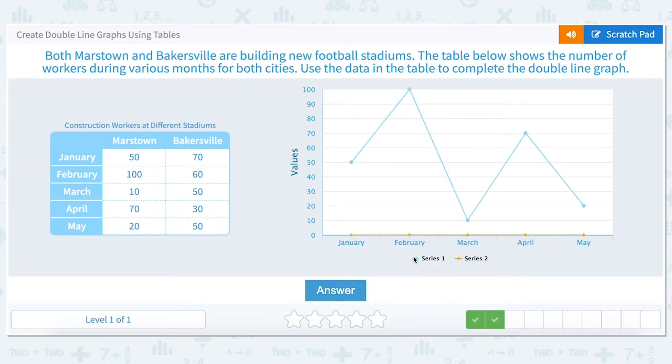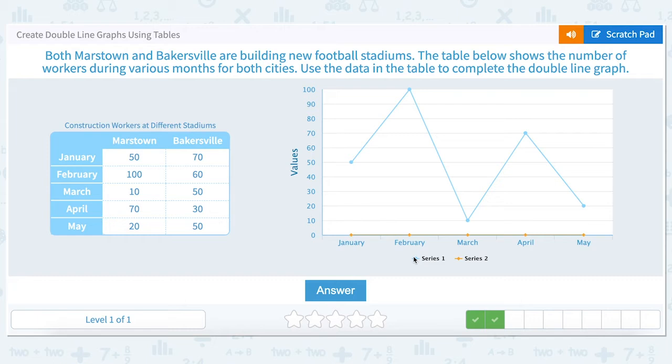Question number 3. Both Marstown and Bakersville are building new football stadiums. The table below shows the number of workers during various months for both cities. Use the data in the table to complete the double line graph. Similar to our last two problems, we have one plotted already. That would be for Marstown. Then we have a second set of data for Bakersville.